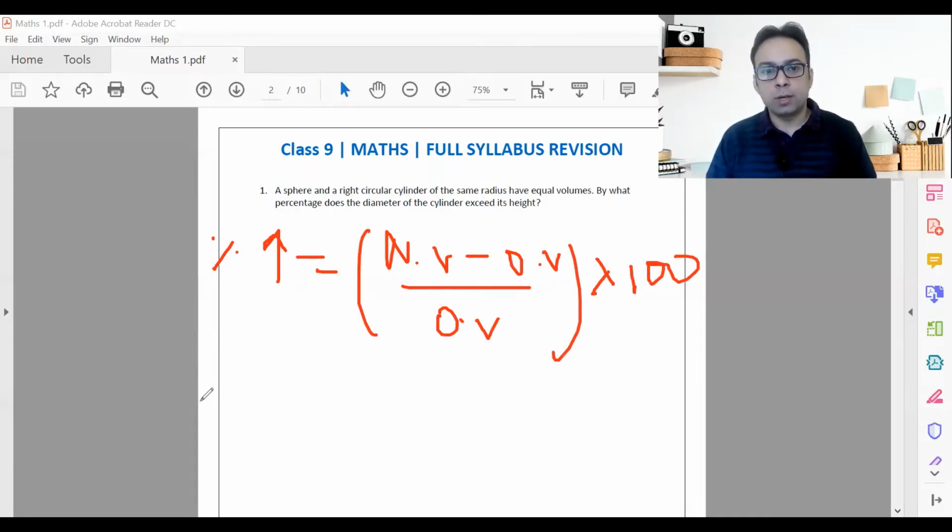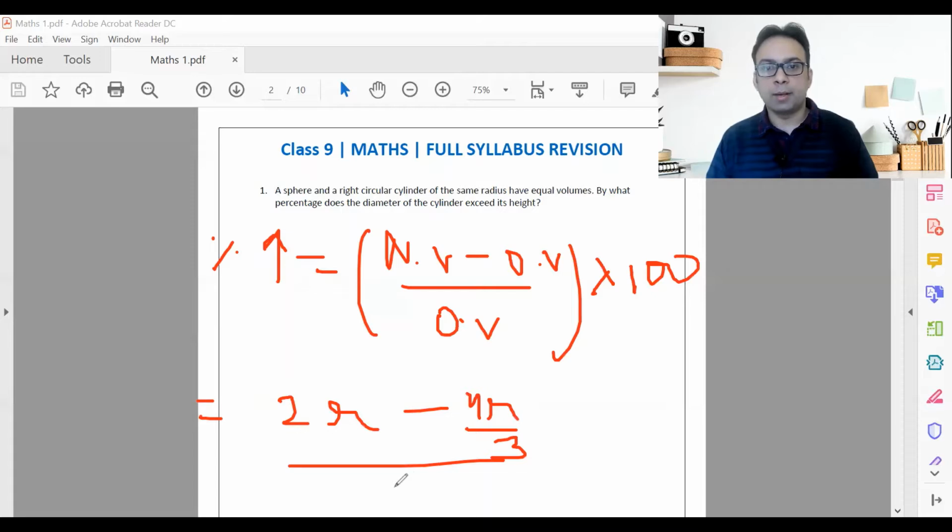Let's put in this formula and put in the values. What is the new value? Basically what we are asked to calculate here, what percentage does the diameter exceed the height? So we'll take the new value as the diameter, which is 2 times r, minus original value, let's say the height, which is 4r by 3, and then divided by the original value, which is 4 by 3 times r, and we will multiply this by 100.